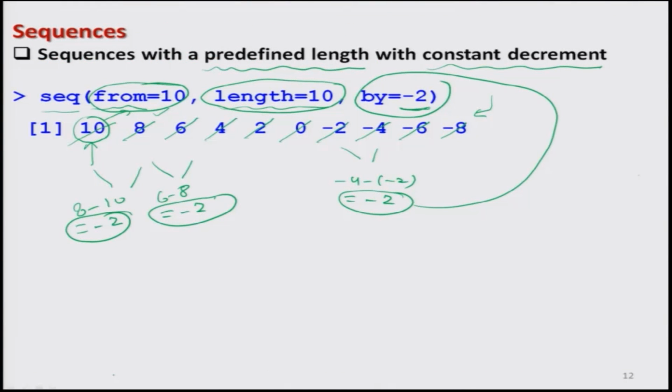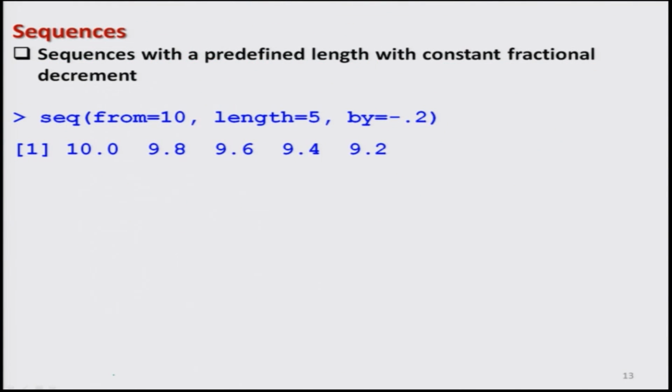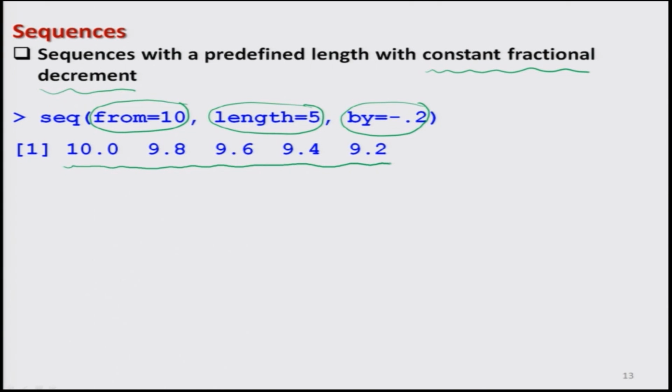Now let us take another example, the same example which I did just now, but I am making a little difference by adding a constant fractional decrement. I want to get a sequence of length 5 starting from the value 10, and the decrement is going to be 0.2, that is, the increment is going to be minus 0.2, right. As soon as you do it here, you get a sequence of this type.